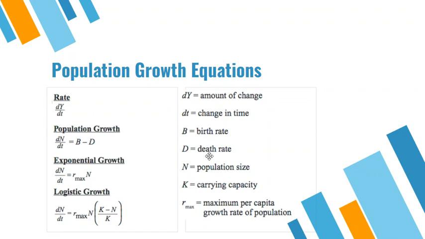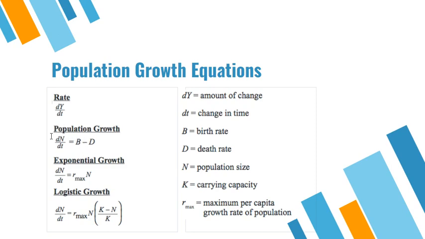Okay. B is birth rate, D is death rate, N is population size, K is carrying capacity. And this R max here is the maximum per capita growth rate. So just what that means is by how much can this population increase every generation? Okay. And this population growth is just saying, hey, what's our change over time? Oh, we're going to do births minus deaths. Okay, so it's not that bad.